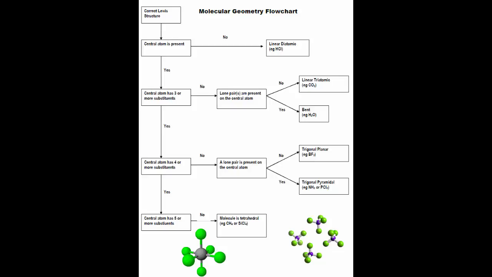All right, here's the molecular geometry flowchart. In order to use it, you need a correct Lewis structure to start. So again, that's why being able to draw Lewis structures is so important. In our next video, we'll look at bond and then molecular polarity.